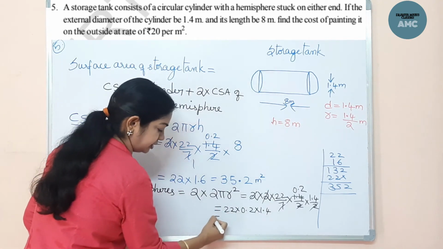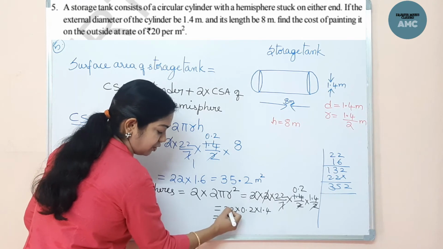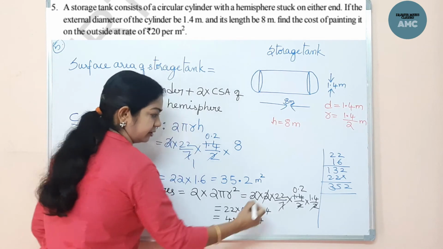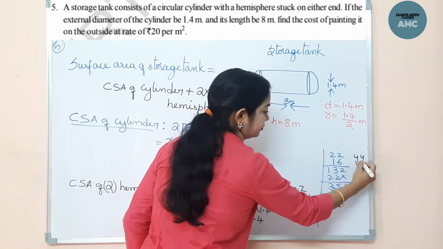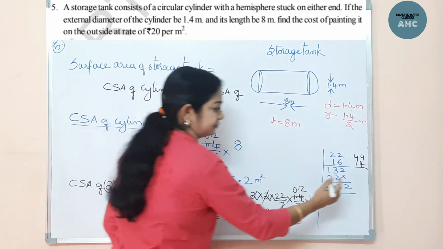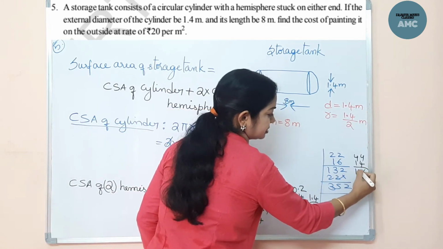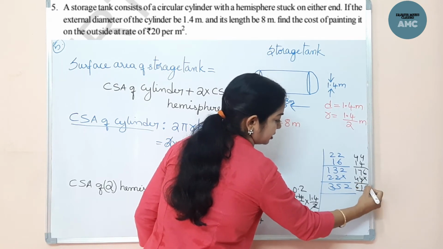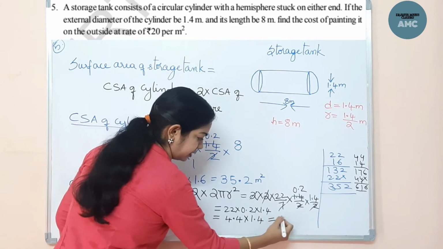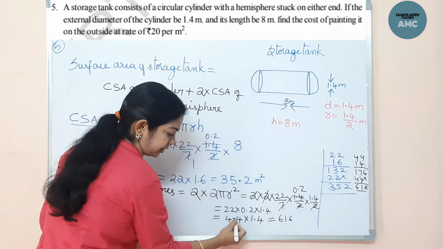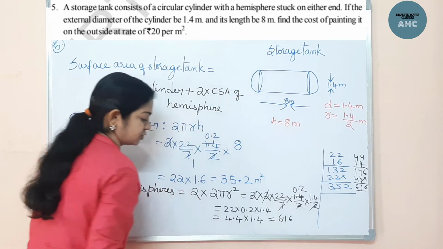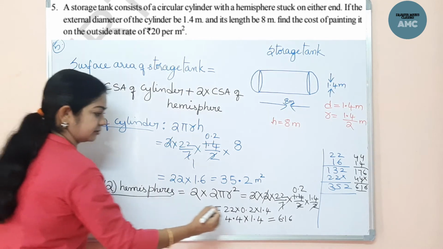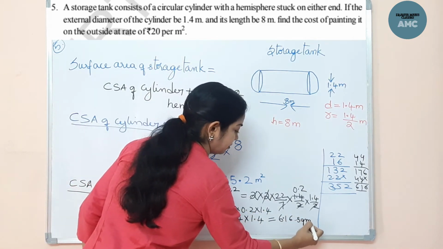If you multiply these two, it comes to 44, so 4.4 into 1.4. Now we will multiply 44 into 14. 4 4s are 16, 16, 17. Now 44, 6, 11, 6, so 616. We have to keep the decimal point, 2 points from the back. So this is the CSA of 2 hemispheres, in square meters.